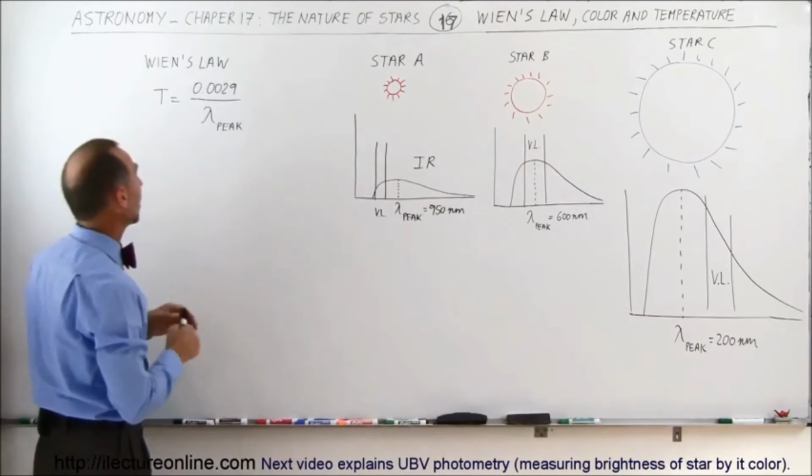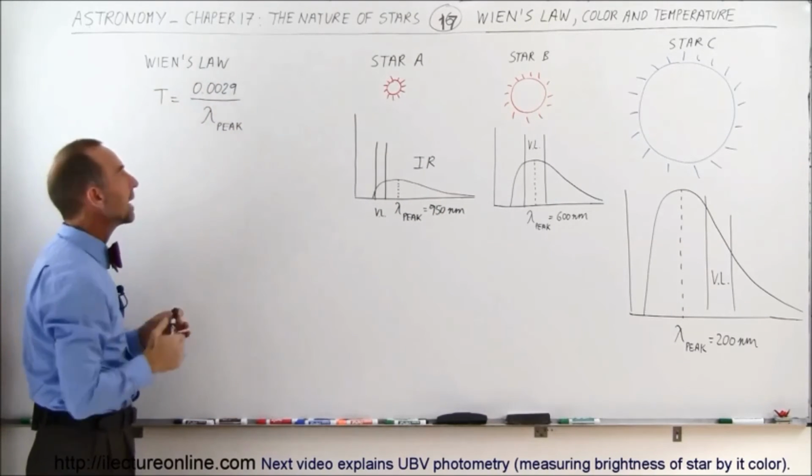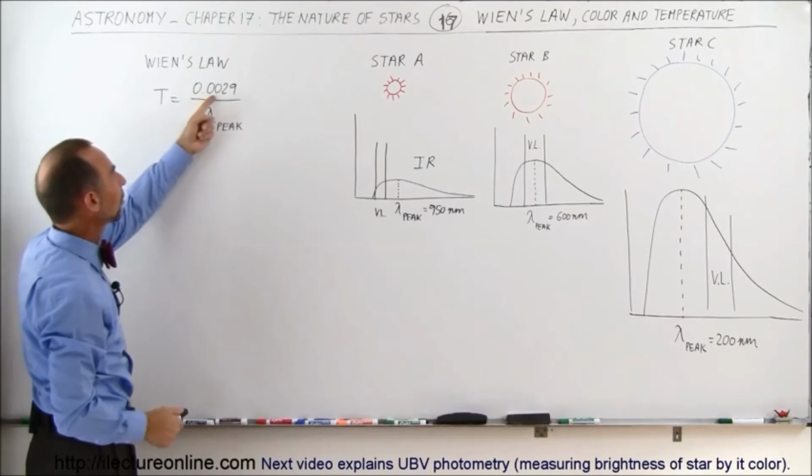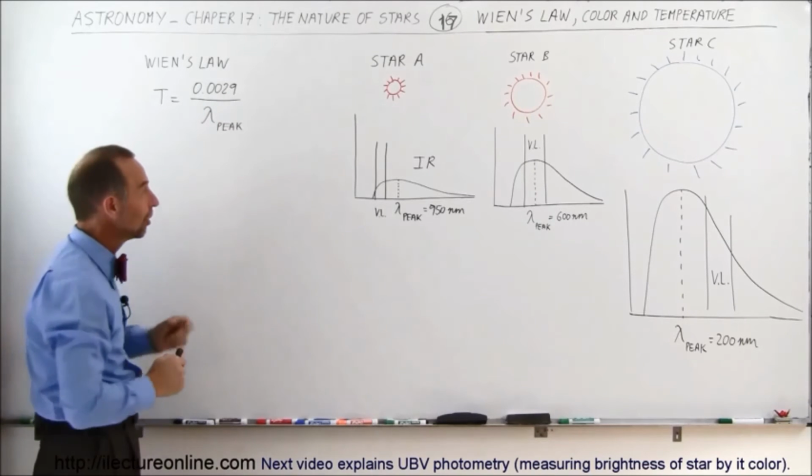Now, because of Wien's law, we're able to relate the temperature to the wavelength of that peak radiation. All we have to do is take the number 0.0029 and divide it by that peak wavelength, and we actually get the surface temperature of those stars.